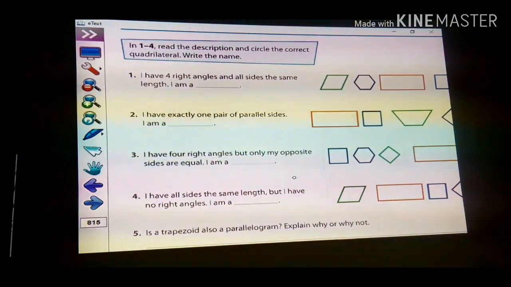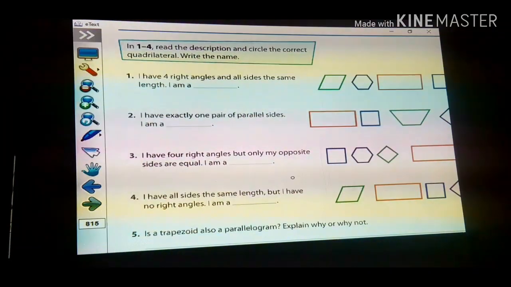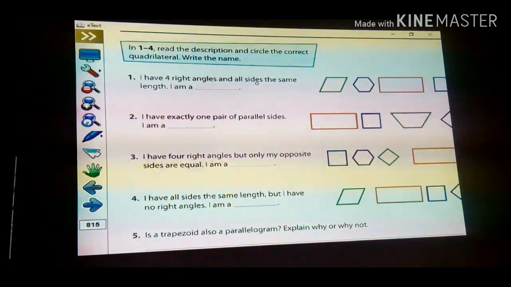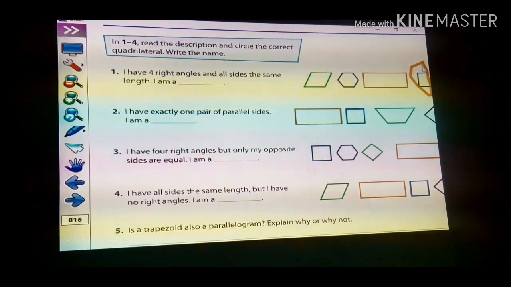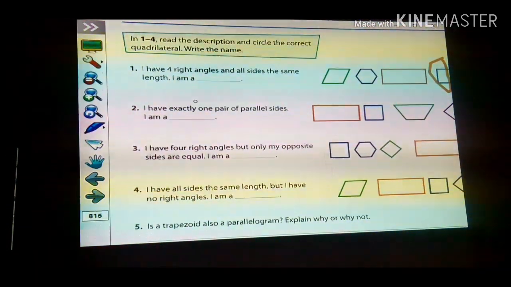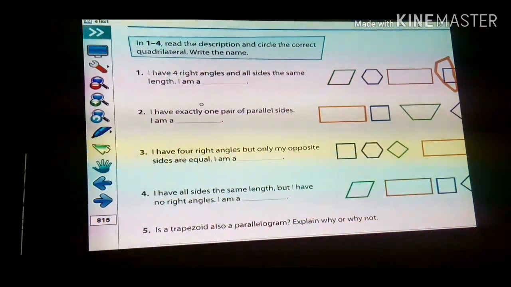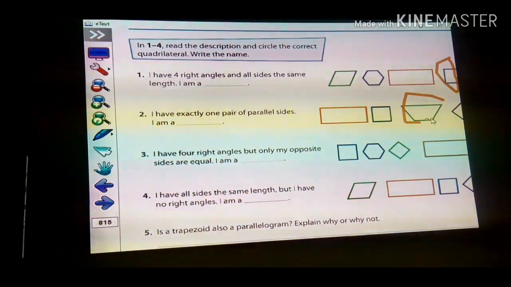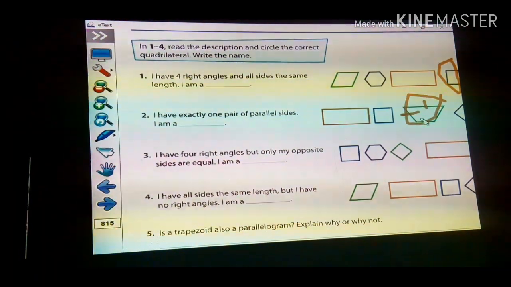The homework today: read and describe the description and circle the correct quadrilateral. Write the names. Okay, look here. I have 4 right angles and all the sides are the same. Number 2: I have exactly 1 pair of parallel sides. Remember, just 1 pair. It's a trapezoid. Which one is the trapezoid? No, this one? No, this one. Because it has only 1 pair of parallel sides, they will never cross.